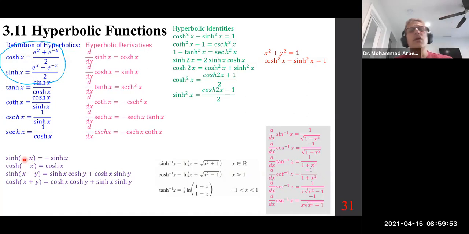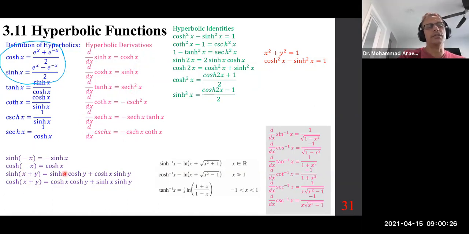Now, there are some definitions that follow, really trigonometric definitions. If you remember, tangent was sine over cosine. So hyperbolic tangent is sinh over cosh, and so on and so forth, the rest of it. Then the derivatives are similar to trigonometric functions, but not identical. For example, the derivative of sine is cosine, and the derivative of sinh is cosh. The derivative of cosine is negative sine, but the derivative of cosh is sinh. So there are some formulas here.